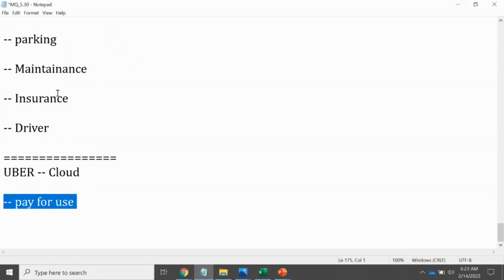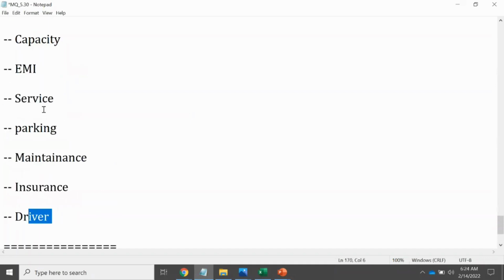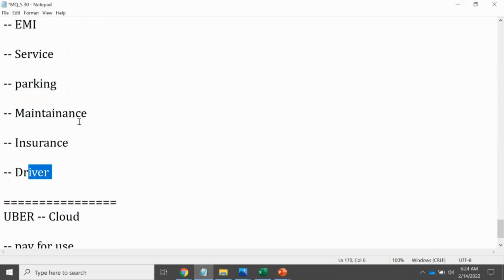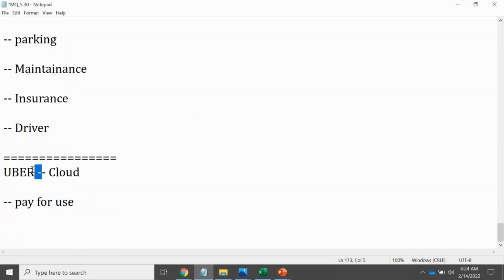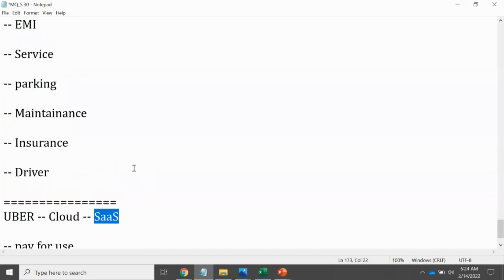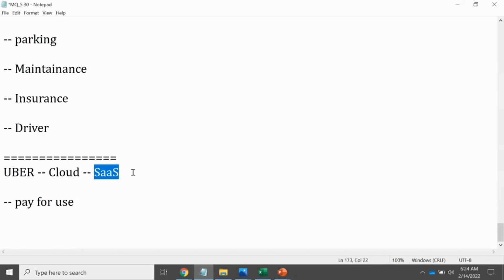At the same time, you no need to bother about the budget that you need to purchase your own car. At the same time, it's not your responsibility, the driver, insurance, maintenance, parking place, EMIs, and services, all these things. Who is responsible for that? The service provider who is providing the service to us. They are responsible for that. That particular thing, we will call it software as a service. They are providing a software with the complete solution to us. So they are providing service to us.